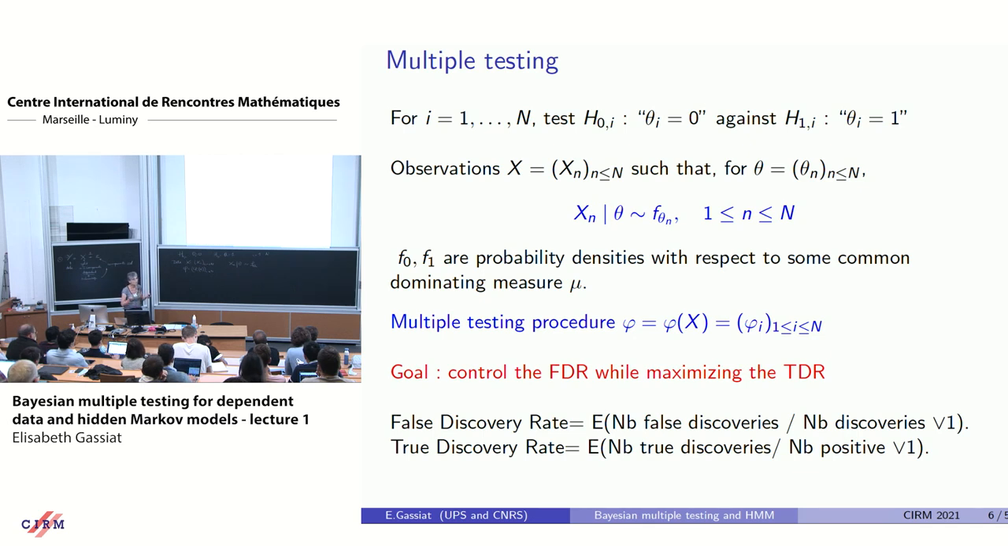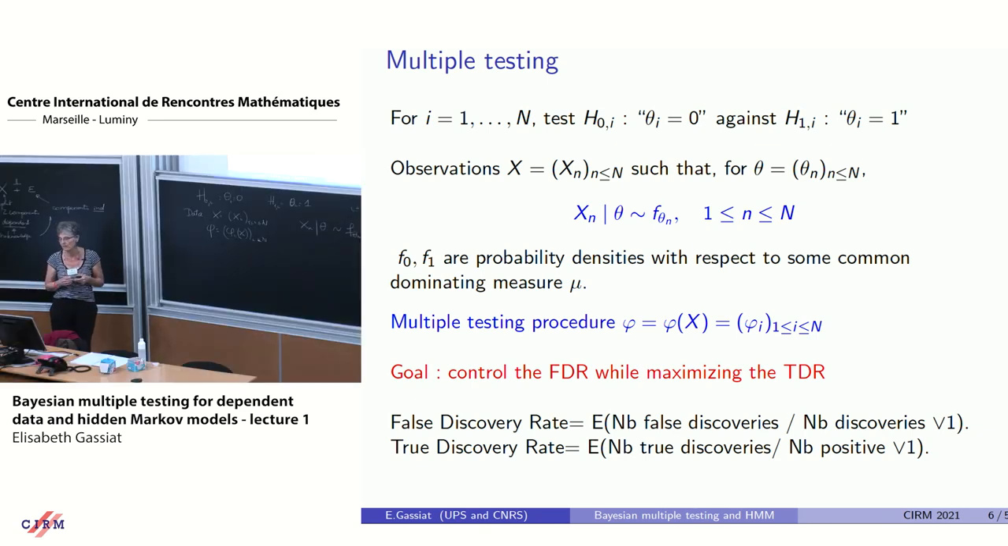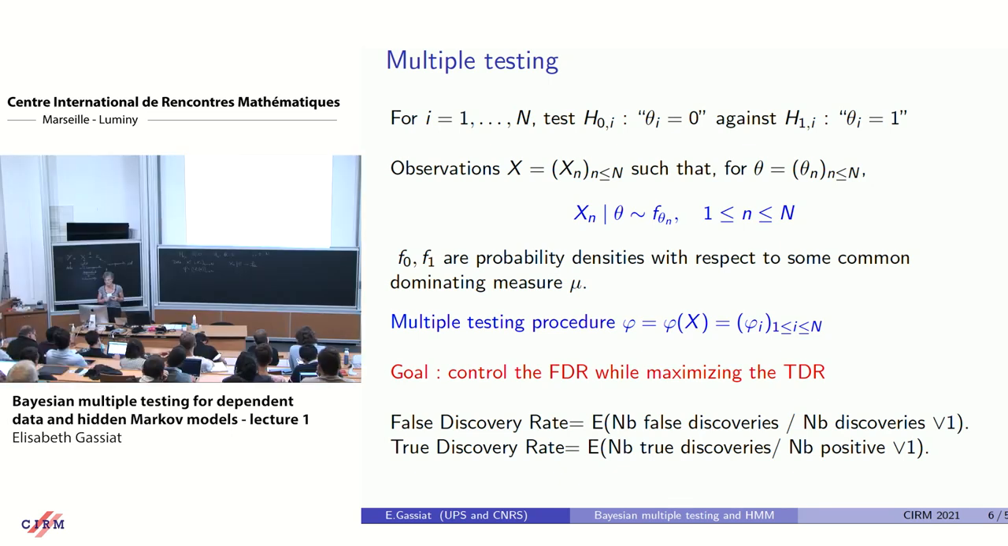so you have to build some strategy to control it, and then it has a cost, and you want to control this, which is the expectation of the ratio of the number of false discoveries divided by the number of discoveries. But also, you want to be able to detect true discoveries. So this can be seen as the power of a test. You want to maximize the expectation of the true discoveries divided by the number of positives.